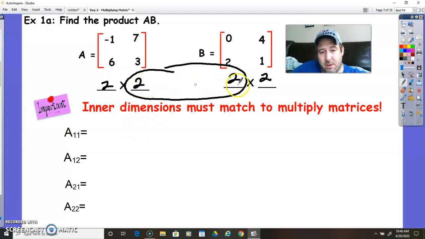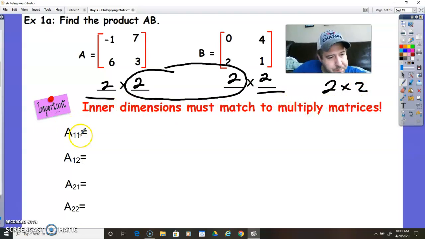If these two numbers in the middle are not the same, then these two matrices cannot be multiplied by each other. Now, the result will always be the two outside numbers. So the outsides happens to be a 2 by 2. So when you multiply A times B, you're going to get a 2 by 2 as your answer. The inner dimensions must match to multiply matrices.